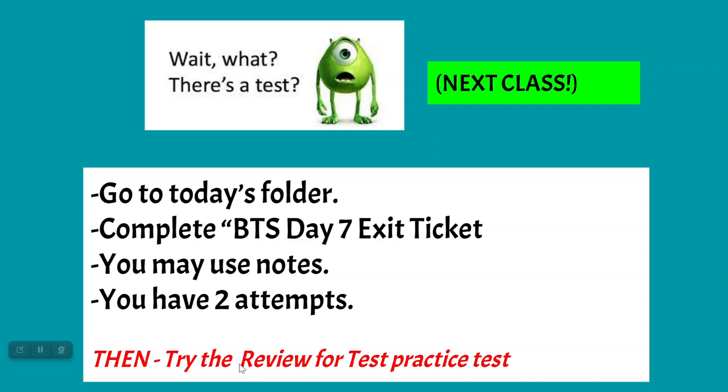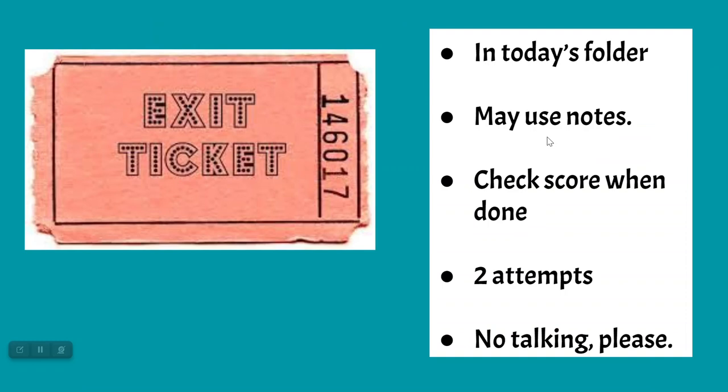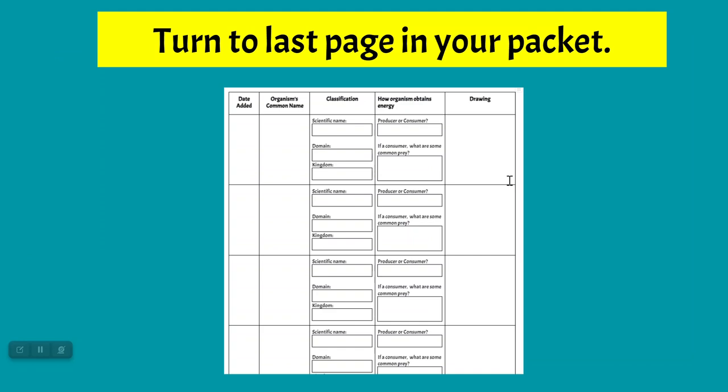And you should also try this review for test, practice test. That is also in Schoology. So you'll see we have several things in Schoology for you to do. This page is talking about two different things. Complete the BTS Day 7 exit ticket. Also try the review for test practice test. We do have a test next class. Okay, so again, exit ticket, you get 2 tries, and that review for test, you get 2 tries too.